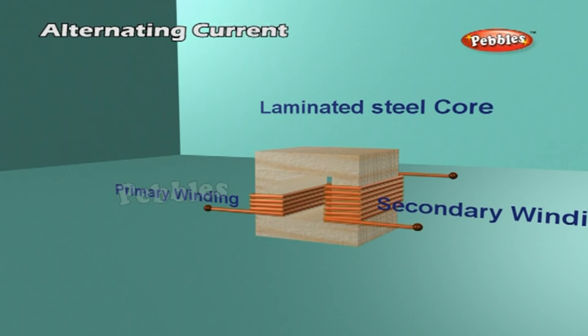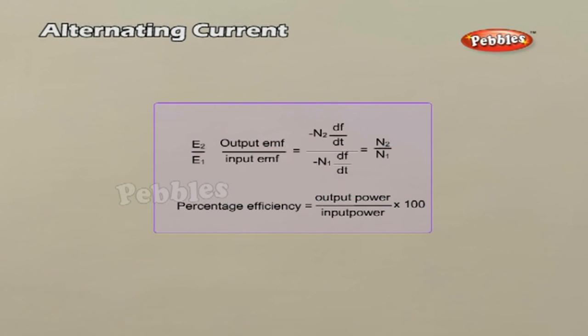In an ideal transformer, input and output powers are equal, that is V1 I1 equals V2 I2, where V1 and V2 are effective values of EMFs in primary and secondary. I1 and I2 are effective values of currents in primary and secondary of the transformer respectively. The efficiency of a transformer is the ratio of output power to the input power and is generally expressed as shown above.